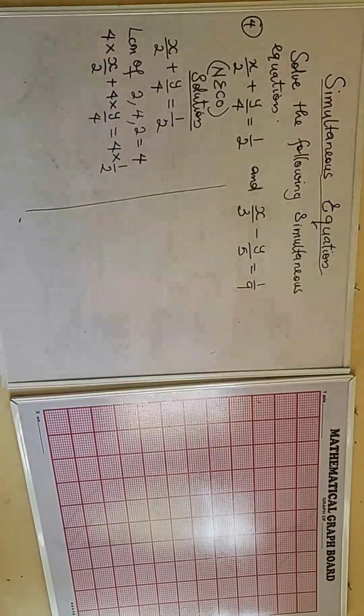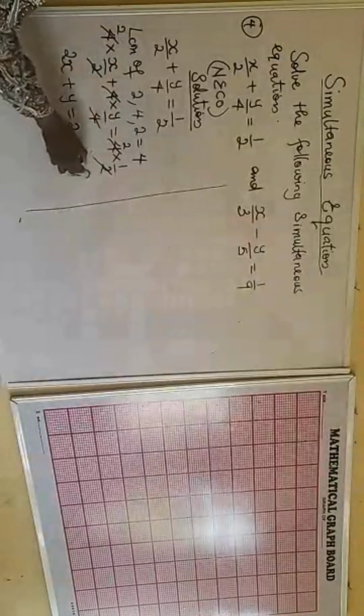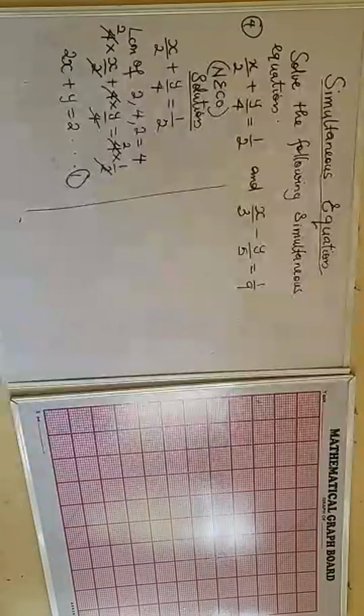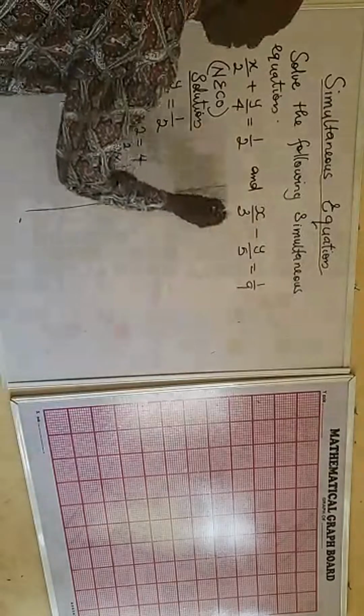Now, what do we do? This is x. All right. We cancel this, here gives us plus y. This we cancel, this is equal to 2. So 2x plus y is equal to 2. That is equation 1. Now let's solve the other side also.